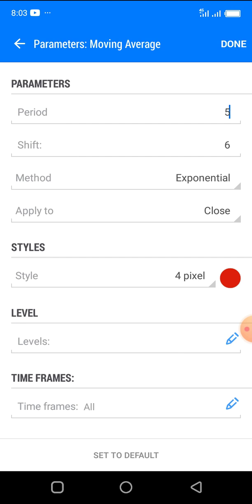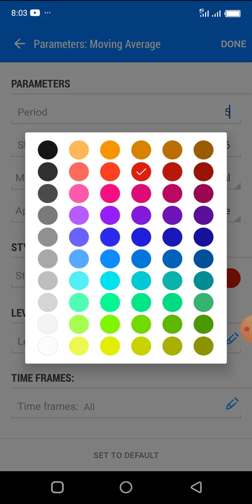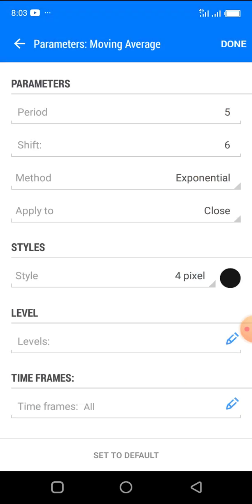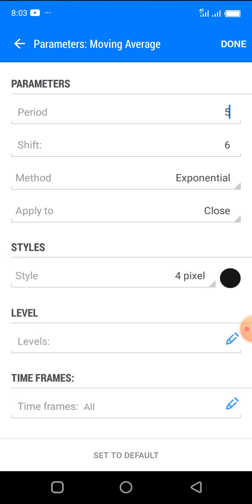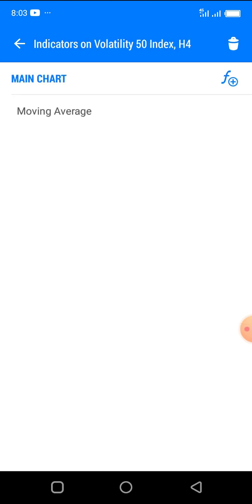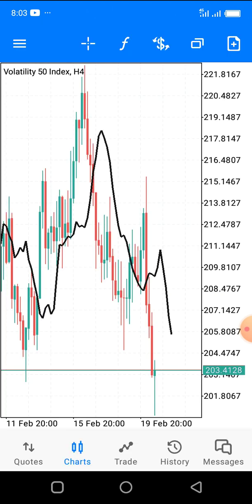Then you come right here. You choose your style, the pixel. Now you choose whatever color you want to use as style for your moving average. I will go for black for the first moving average. Then you click on done. You can see right here I've applied the settings. Make sure you use 4 pixels so it can show very clearly on your chart. Then click on done. As you can see right here, I've applied my first moving average.